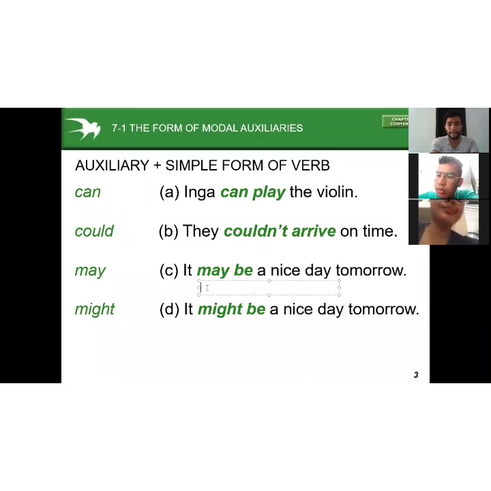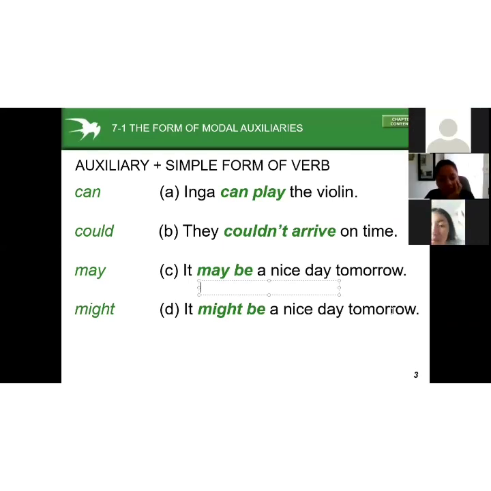That we're going to have a nice day tomorrow, but because maybe today it's a good day too, and it can be the same the next day. But if we talk about might, is that you don't know if really it's going to be a good day, because you don't know the future.